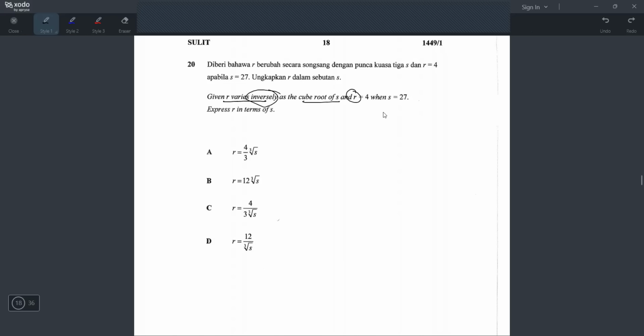K is the constant. Okay, before you find K, before you use this information, you need to write down the variation first. So R varies inversely as cube root of S.